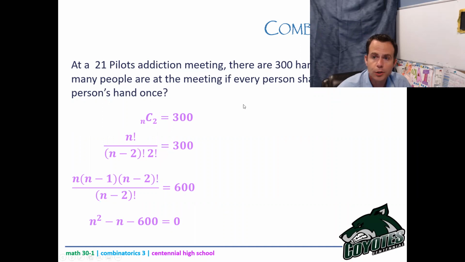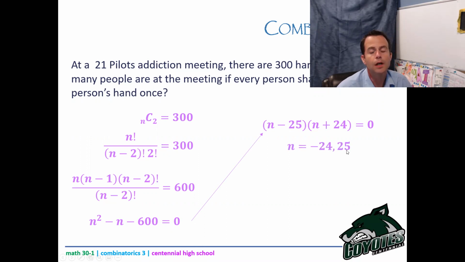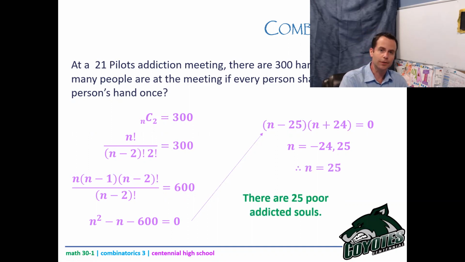So now you want to go factor that. I'll give you a second to find me two numbers that multiply together to give me negative 600 and add together to give me negative 1. They are n minus 25 times n plus 24, which means n is negative 24 and 25. But then you're going to tell me, hey, wait a second, Hill, n can't be negative 24 because n has to be positive and it has to be greater than 2 and it has to be a member of the natural family. So n has to be 25. There are 25 poor addicted souls.